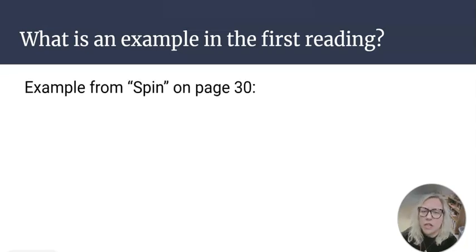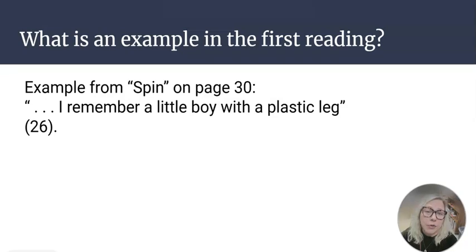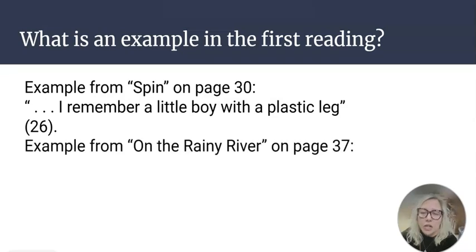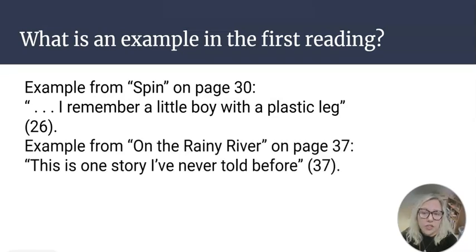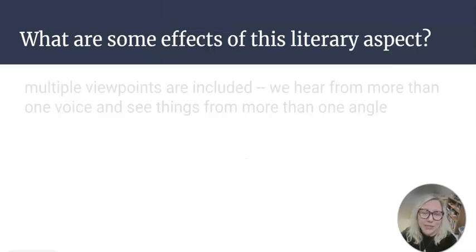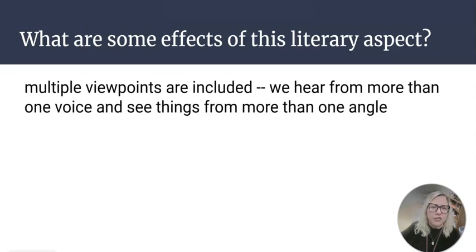How about from Spin On page 30, I remember a little boy with a plastic leg. So we have the use of the I there. We know that it is first person. On the Rainy River, this is one story I've never told before. So these chapters are all told from the first person, and it's Tim O'Brien, the narrator, doing the narrating. What are some effects of this literary aspect?